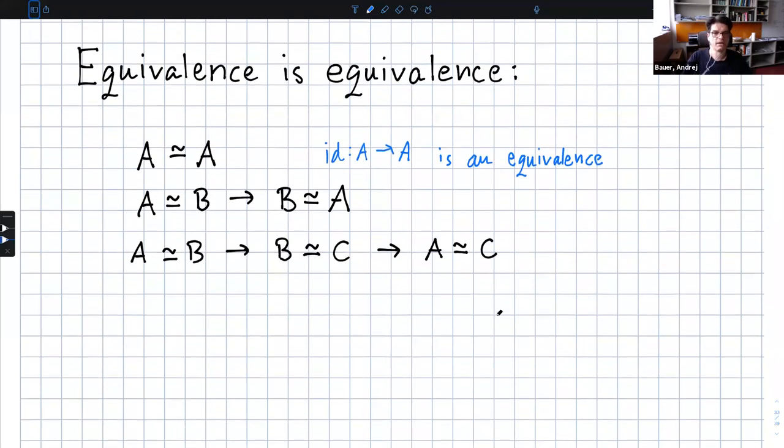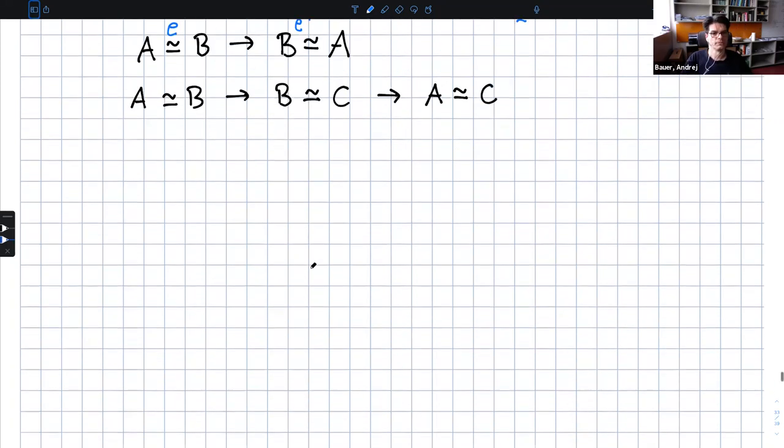Just remember it this way right now. But the obvious things are there, and in fact, we can turn them around, right? So this means if I have E here, then I get here some map E to the minus one, and the proof: this one is an equivalence and this one will also be an equivalence. Okay, so what else?